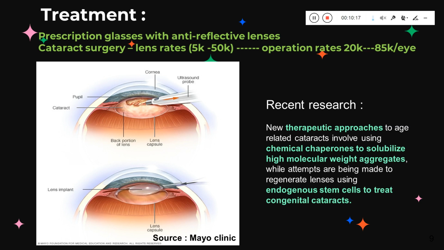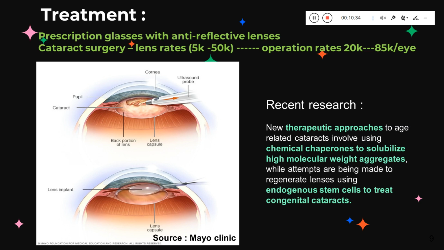In that way, a lot of research is happening in this area where they're trying to work on these chaperones which can solubilize the proteins. Once they can solubilize the proteins, the clumps are gone. So the main issue, that is the clumps, can be removed. That is why some research is happening in that area.